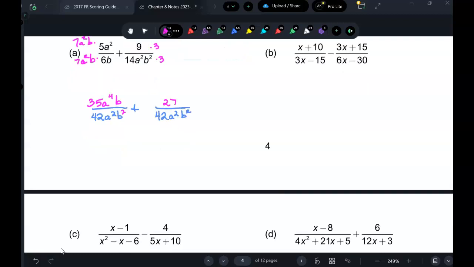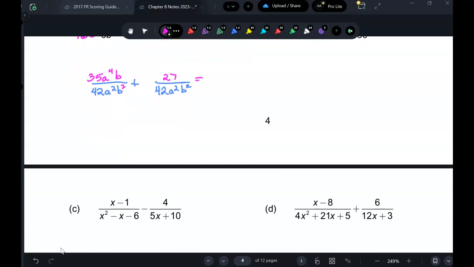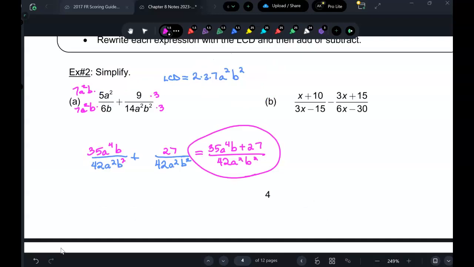So now we add them together, but there's nothing I could do with the 35a to the 4th b and the plus 27. We're just going to leave that. That's our answer.